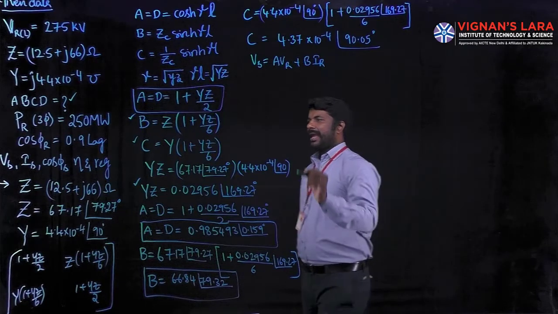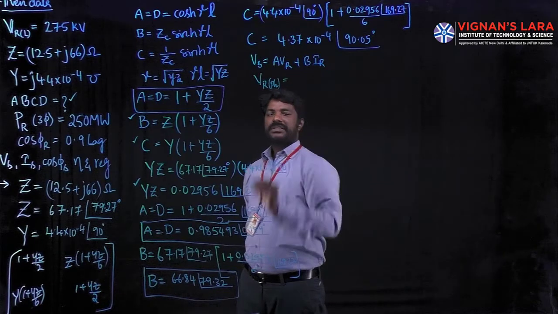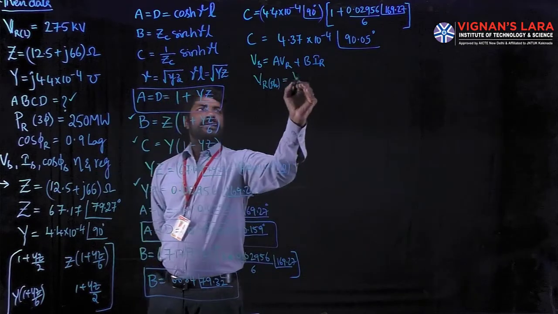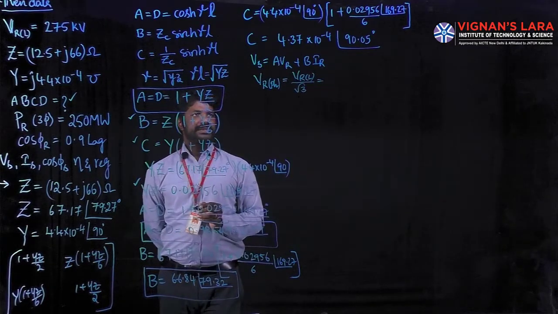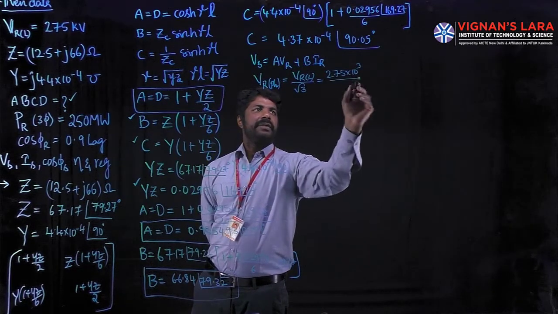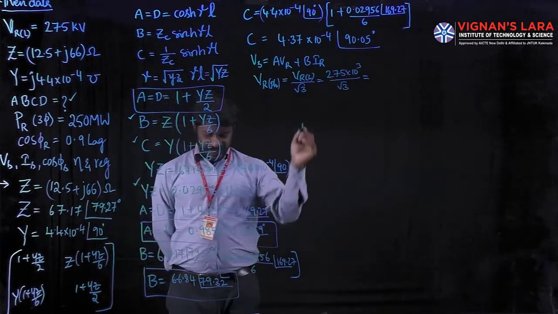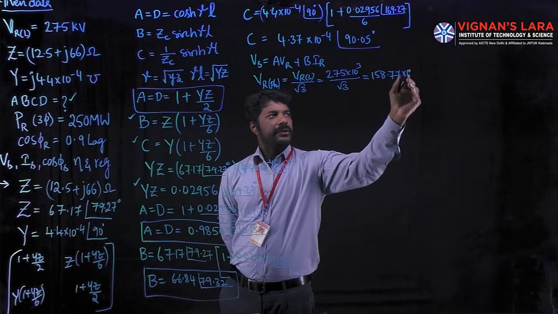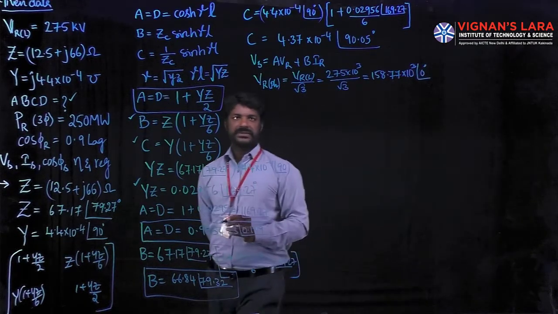For that reason, I will first calculate the receiving end voltage per phase using the star connection formula. What is the star formula? V phase is equal to VL by root 3, the receiving end line voltage divided by root 3. If you simplify, its value will be 275 into 10 power 3 divided by root 3, which was taken as reference in our calculation. Then the receiving end voltage per phase will be 158.77 into 10 power 3, because it is in kV, at an angle 0 degrees being the reference.